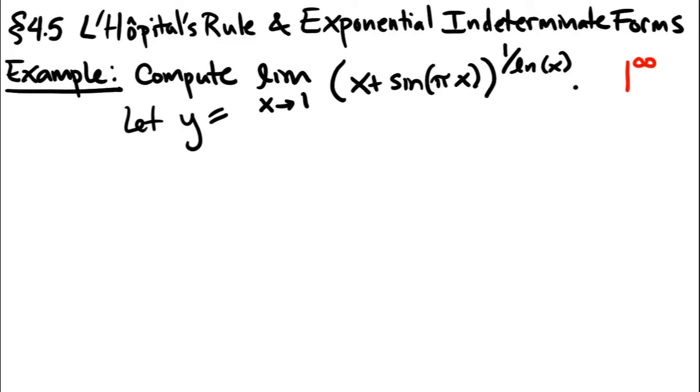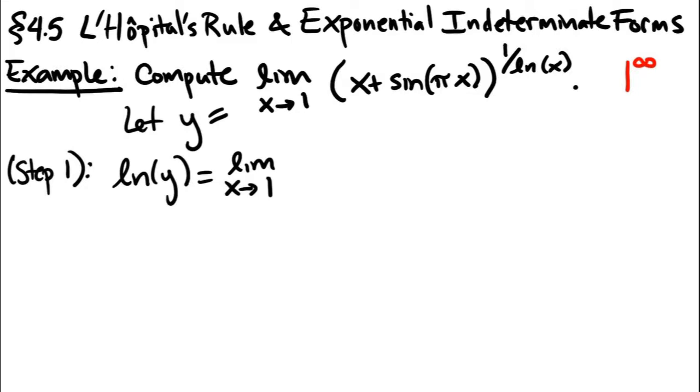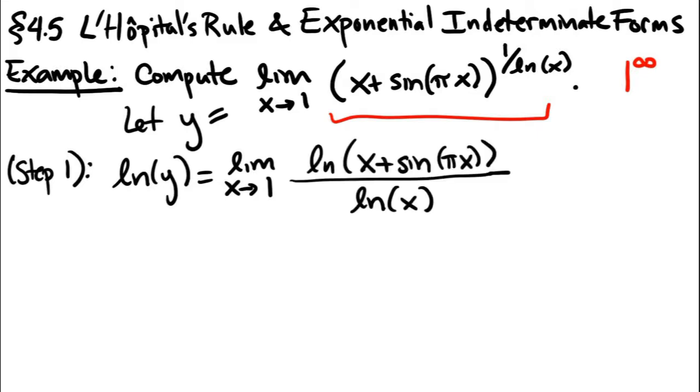Then, in step 1, we write ln of y equals the limit of the natural log of this whole thing. And we always use the log rules to bring that power down. In this case, we get the quotient ln of the base divided by ln x, because our power was 1 over ln x. Now we're ready to move on to step 2, which is to try to figure out what this limit is. In this case, when we use substitution, we get ln of 1 on the top and ln of 1 on the bottom, also known as 0 divided by 0. That means we're in position already to use L'Hopital's rule.